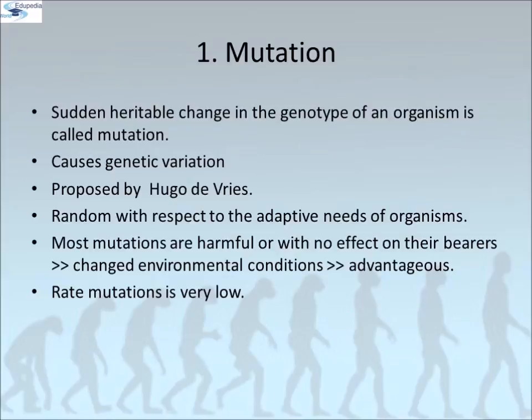The rate of mutation is very slow. Usually one mutation occurs in a million. Still, these mutations are sufficient to create considerable genetic variations.